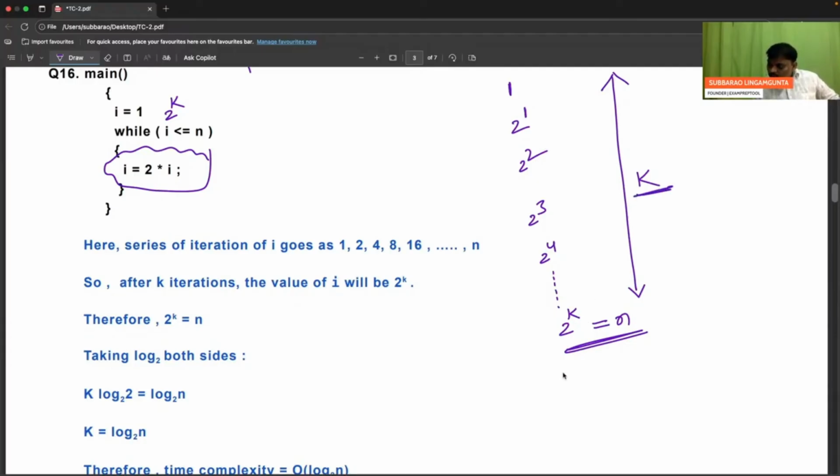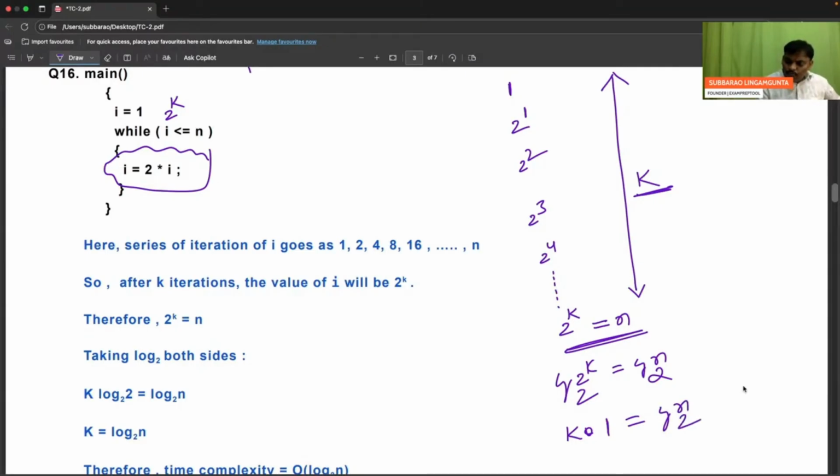So apply log base 2 to both sides. Log of 2 power k base 2 becomes k into log 2 base 2, which is 1, and that is equal to log n base 2. So k became log n base 2.